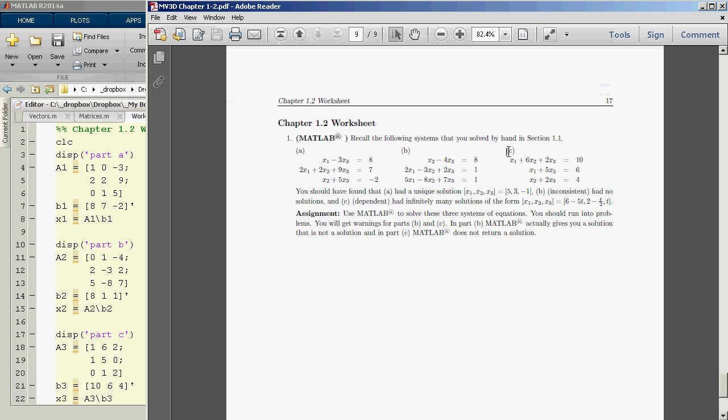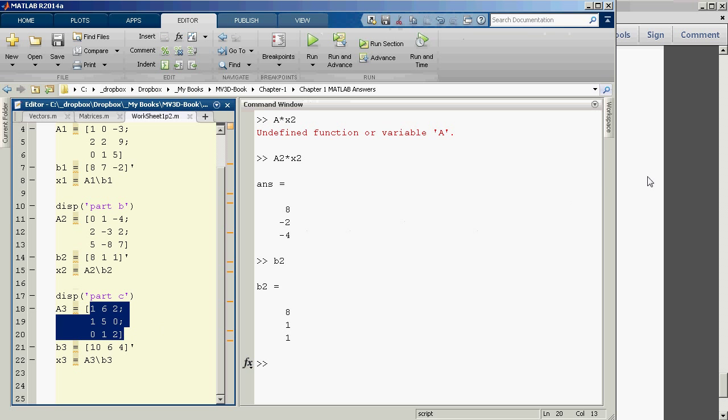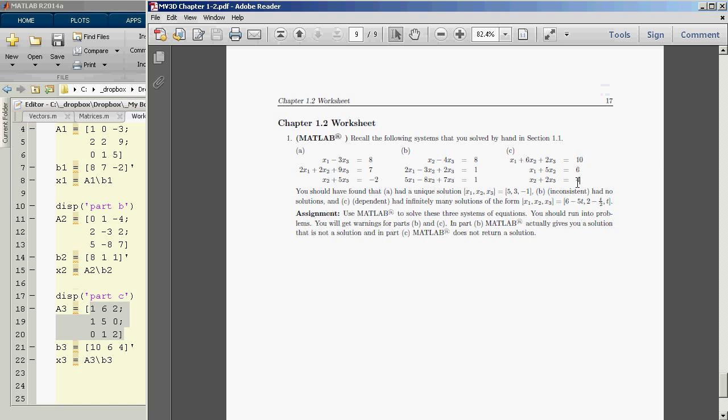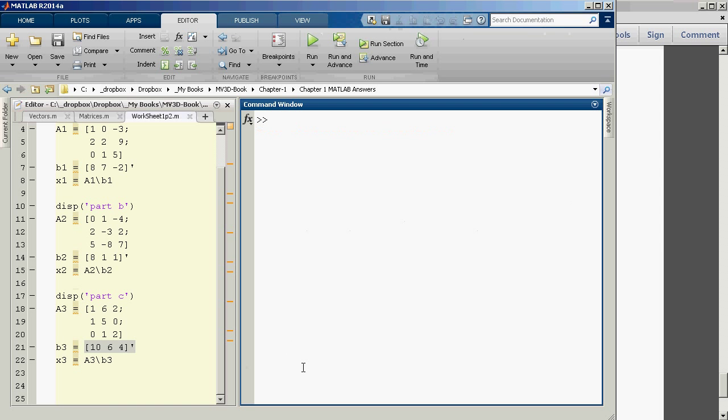For our third system, we did this by hand and got infinitely many solutions. So we're going to do the same thing. We create the coefficient matrix, which is 1, 6, 2, 1, 5, 0, 0, 1, 2. Our right-hand side consists of 10, 6, 4, put in the form of a column vector. Now I'm going to try to solve it. I'll put in A3, B3. I already ran this file, so these are already in memory. I want to get the solution: x3 equals A3 / B3.